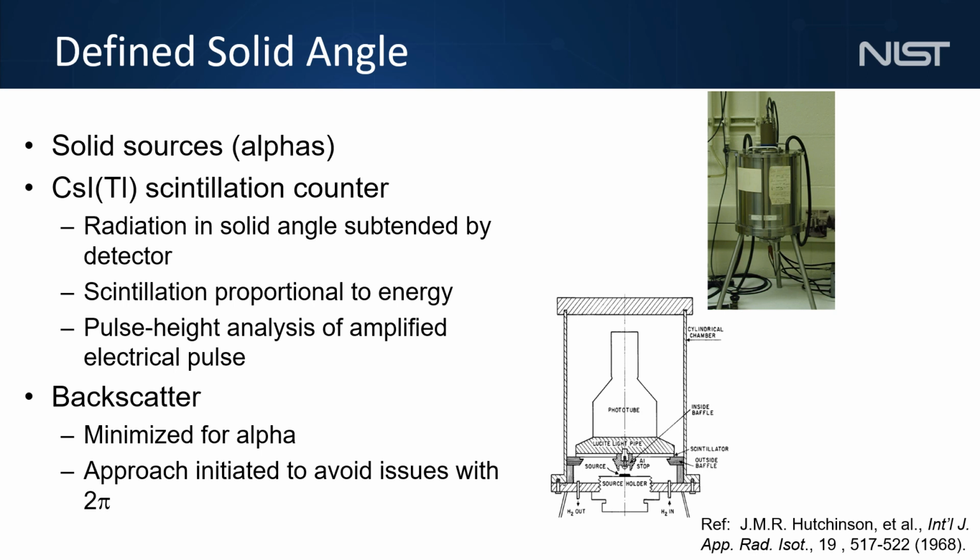Particularly for solid alpha particle emitting sources, the defined solid angle technique, which is below 2 pi, has proven to be a critical metrology tool. Capturing radiation emitted into the solid angle subtended by a scintillation counter and presupposing isotropic emissions and 100% detector efficiency, the approach essentially collimates the radiation to avoid most issues with backscatter. Of course, the thicker the source, the more likely backscatter will become more of a problem.